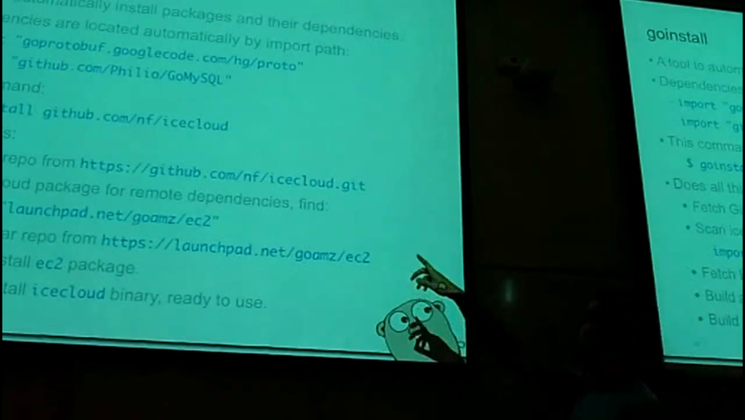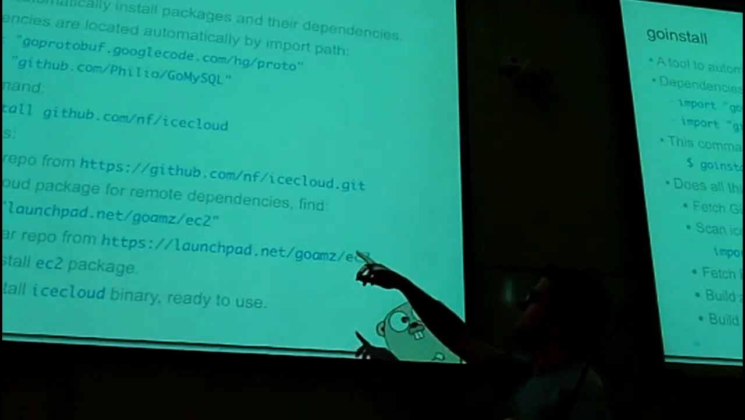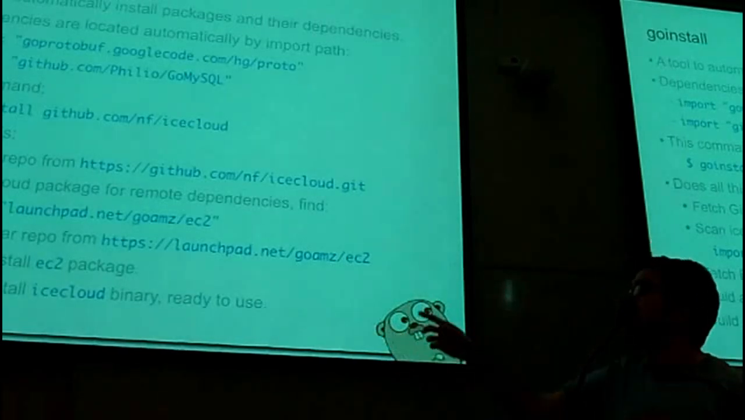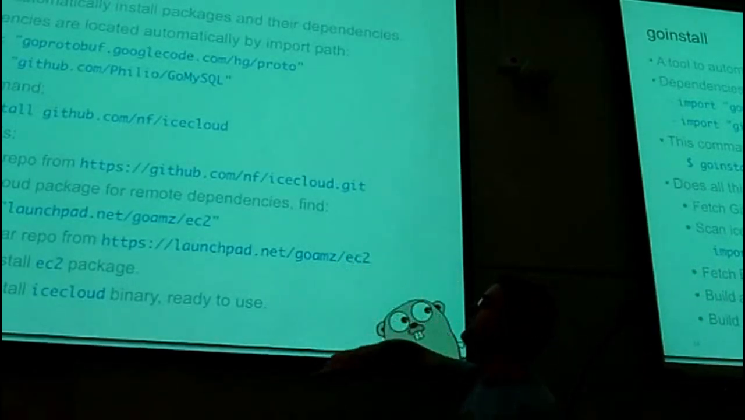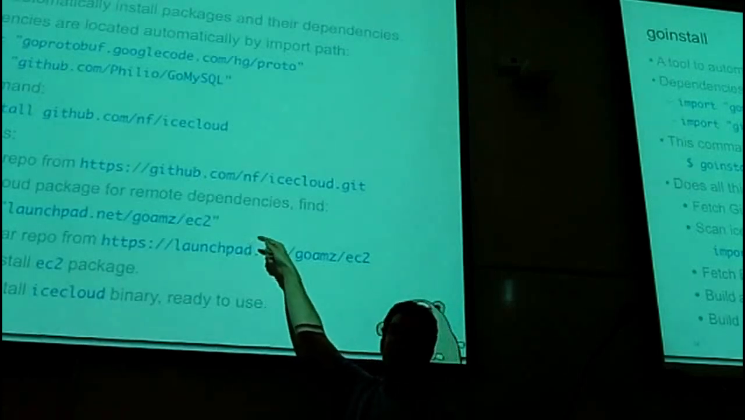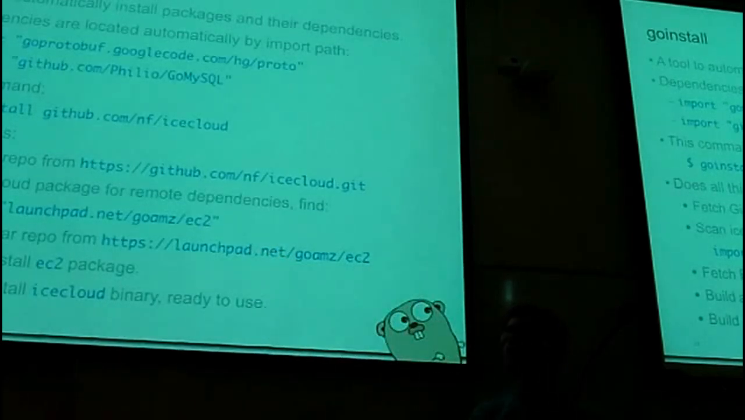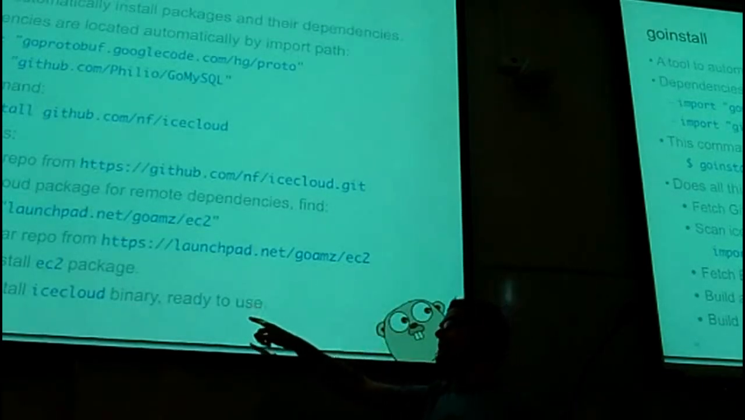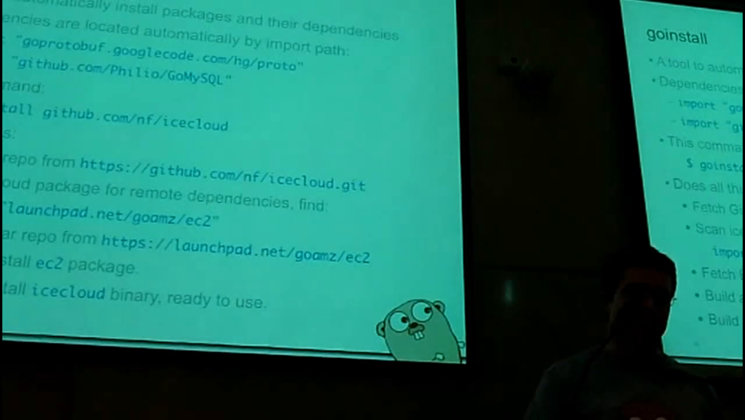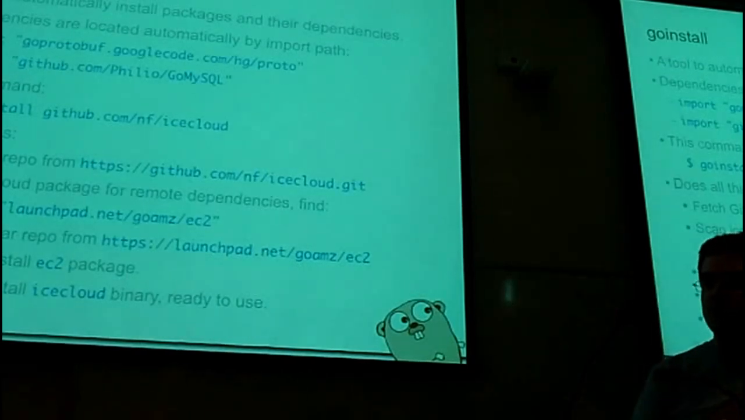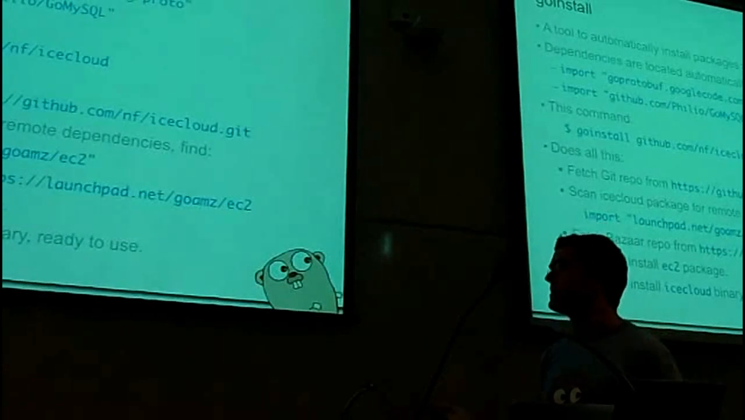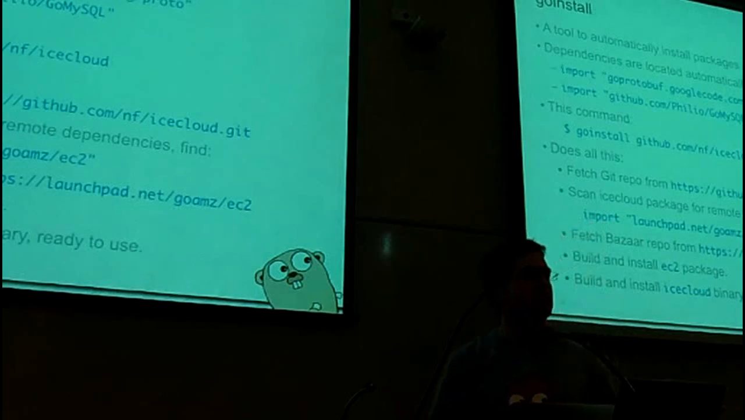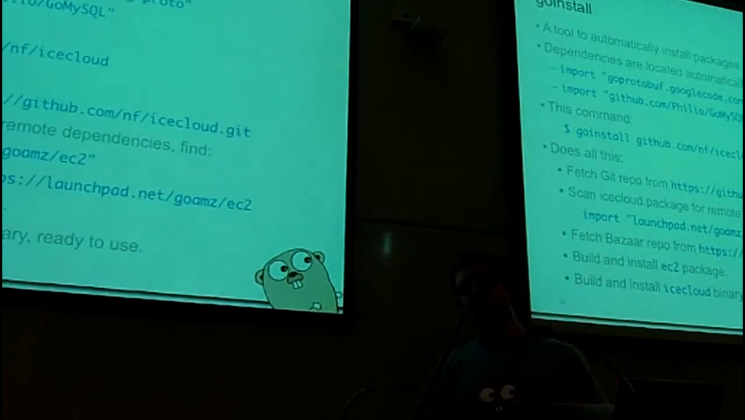So, for example, I have this iCloud package, and when I issue go install github.com/nsiicloud, it will fetch the Git repository from that GitHub repo, and then it finds this import line where I'm importing this package for interacting with Amazon's EC2, and then it will fetch that package using Bazaar, and then it installs EC2, and then it builds and installs iCloud, and then you end up with a binary, and all this happens very quickly. It also uses tags that are associated with the various Go versions to handle versioning pretty transparently. And so it's just a collection of conventions.